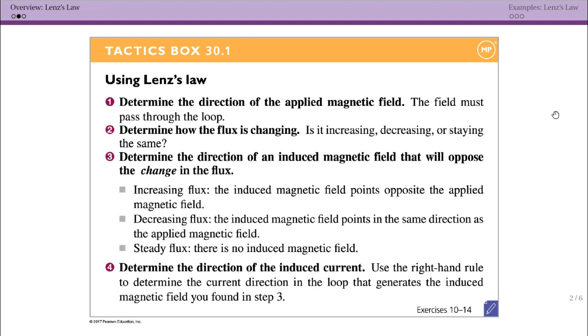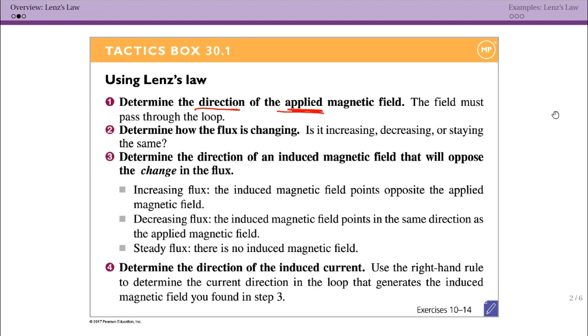So the first thing you need to do, right, we're talking about an induced magnetic field, and so we're talking about an induced current. There's going to be some sort of magnetic field present. You need to figure out the direction of the applied magnetic field. So there's some external magnetic field we're going to be talking about. Figure out what direction it's going. It might be coming from a bar magnet. It might be coming from a coil. It might be coming from a wire or a solenoid or some other shape. Figure out what the direction is.